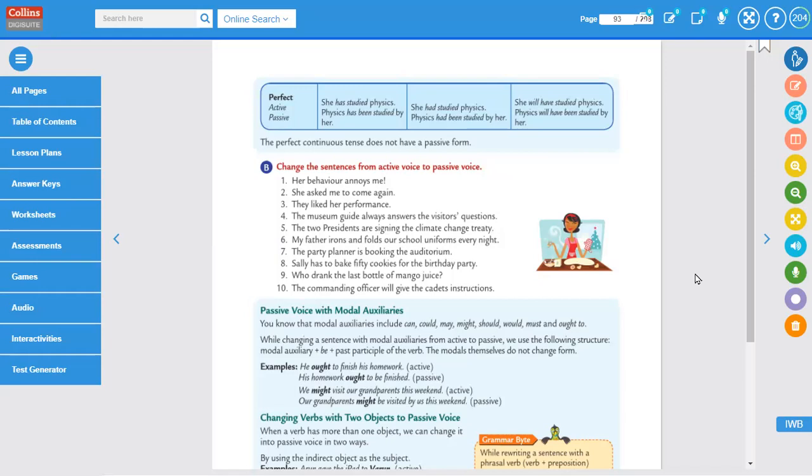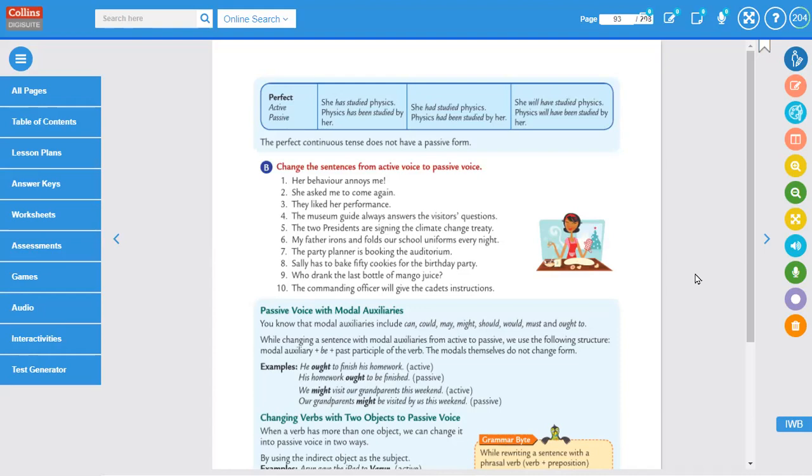Ma'am, performance? Yes. Performance liked by them. You cannot begin the sentence with the word performance in this case. Yes, ma'am. Her performance was liked by them. Correct. Her performance was liked by them.